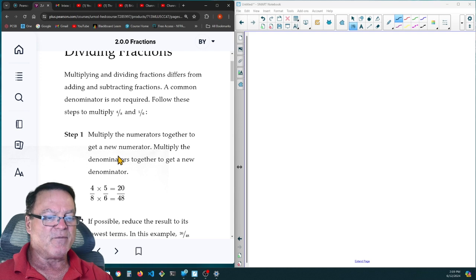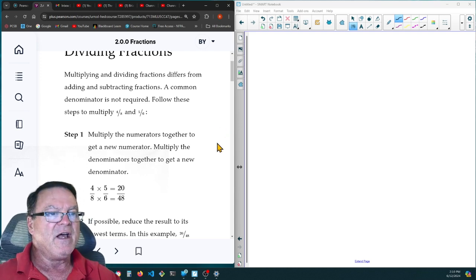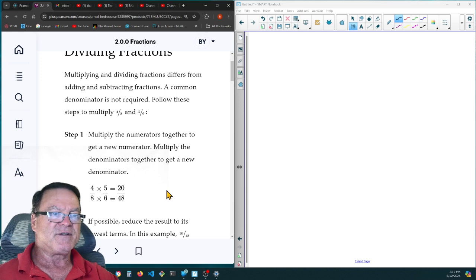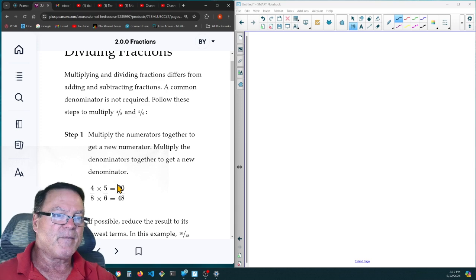It's actually easier to multiply fractions than it is to add fractions, because like they're showing here, 4/8 times 5/6, just multiply straight across. 4 times 5 equals 20, and 8 times 6 equals 48. It's 20/48. Now, we can divide by 4 and say 20 divided by 4 is 5, and 48 divided by 4 is 12. So we can reduce this to 5/12.